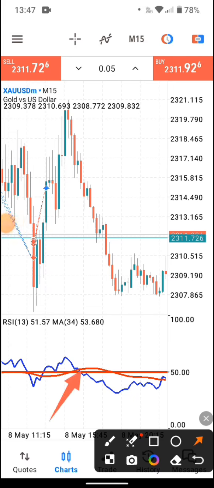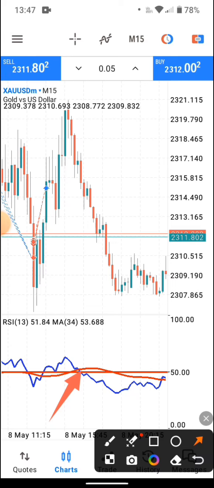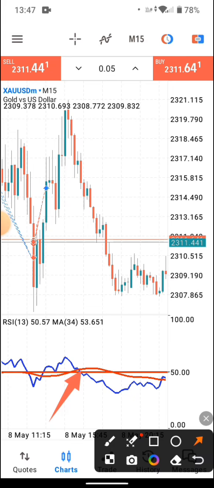So this is basically the moving average. This red line you are seeing, not the straight line, the one that you are seeing as a curve, a zigzag, is basically our moving average. Whenever the RSI is below the moving average, you want to enter for a sell trade.